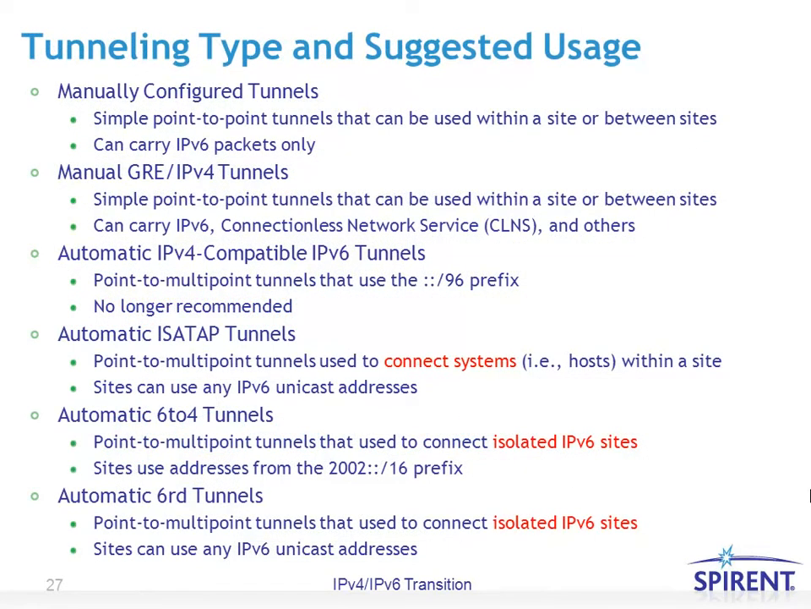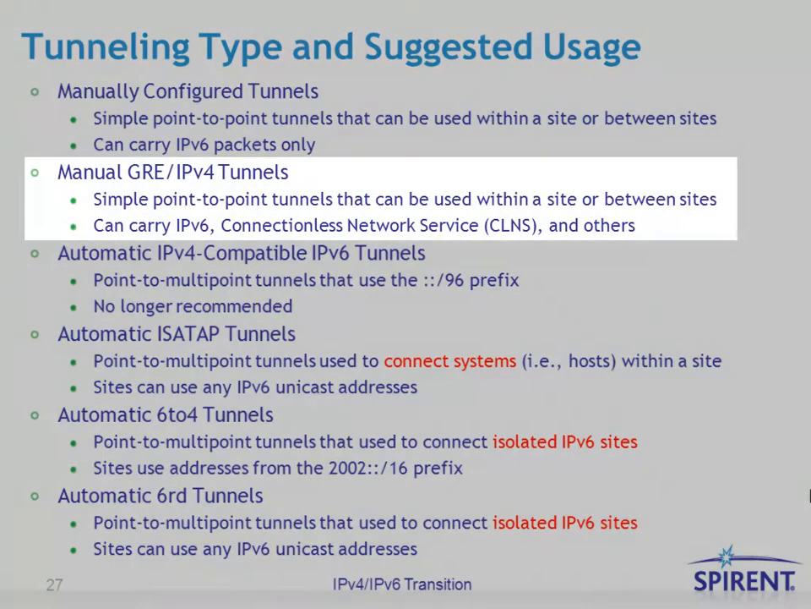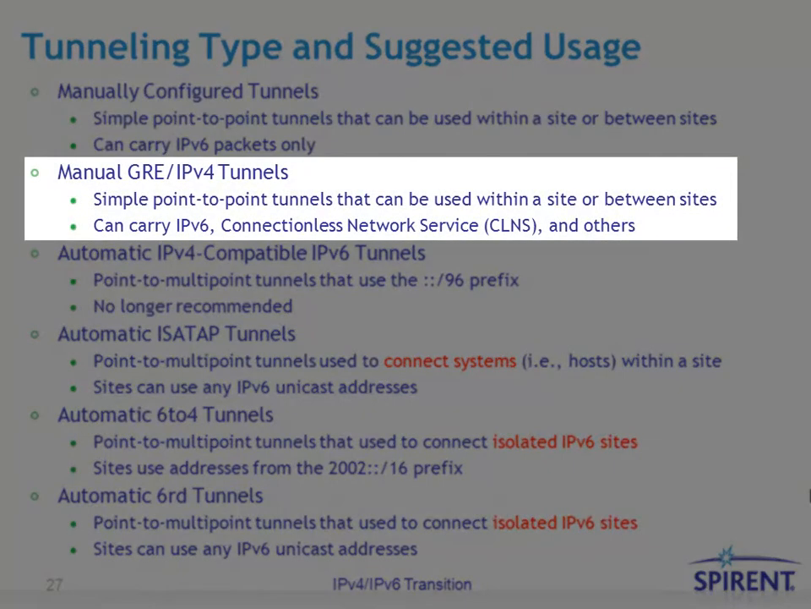This slide talks about different types of tunneling and suggested usage. So we start off with manually configured tunnels. They're the simplest point-to-point tunnels and can be used within a site and between sites. They can carry IPv6 packets only, and that's the key differentiator between that and a GRE tunnel, because GRE tunnels can carry a variety of different types of traffic.